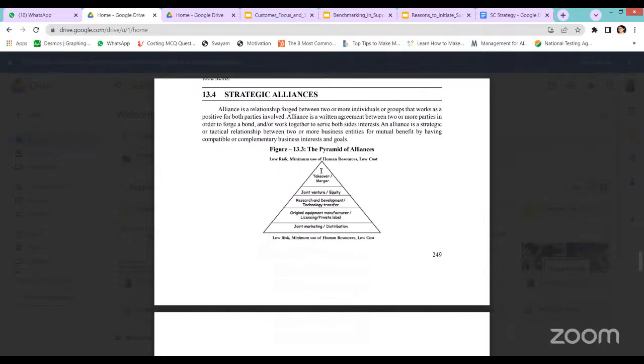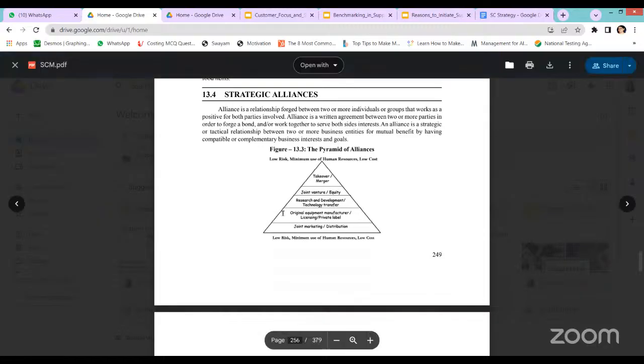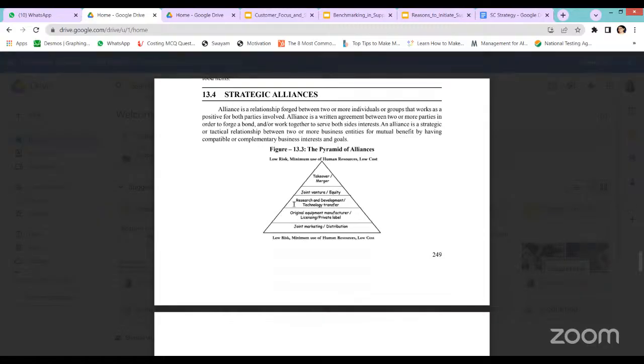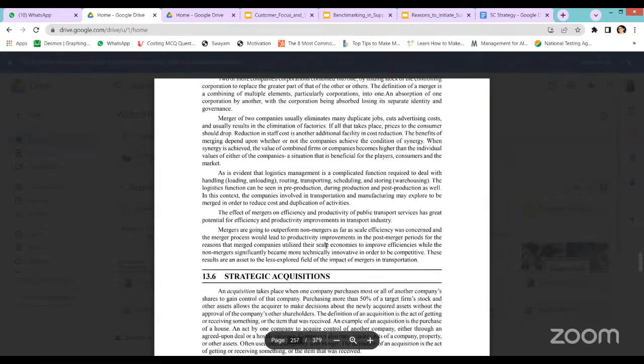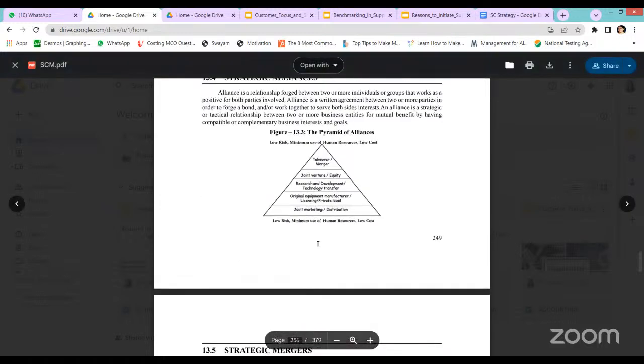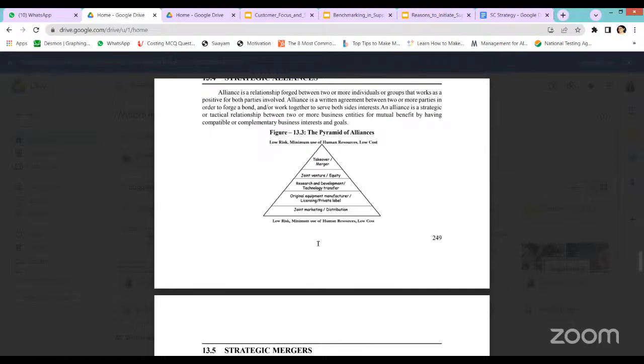So under strategic alliances, you have various kinds of alliances: joint marketing, distribution, original equipment manufacture or license, research and development, joint venture, takeovers and mergers. This is low risk, with minimum use of human resources and low cost. So the main points of these alliances are low risk, minimum use of human resources, and low cost. For example, chemical suppliers and pharma industries will join in an alliance.